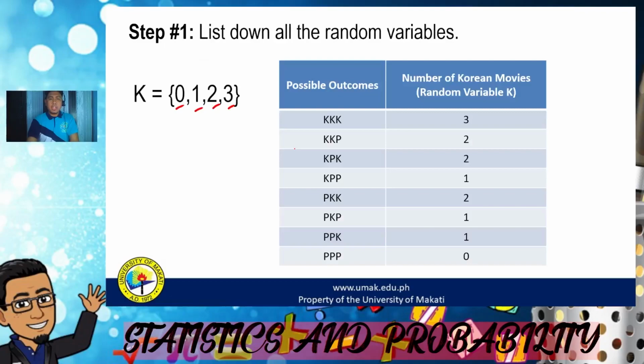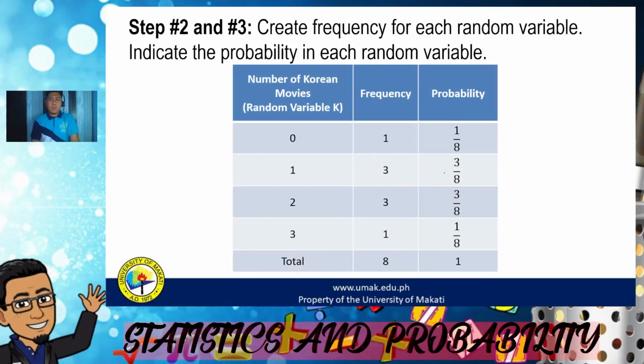For example, here we have only 1 occurrence of 0. And 1 has 3 occurrences: 1, 2, and 3. For 2, we also have 3 occurrences: 1, 2, 3. And 3 has 1 occurrence. That's why our frequency is 1, 3, 3, 1. And do not forget your total. It should be equivalent to our possible outcomes. If we have 8 possible outcomes, your frequency total should also be 8.